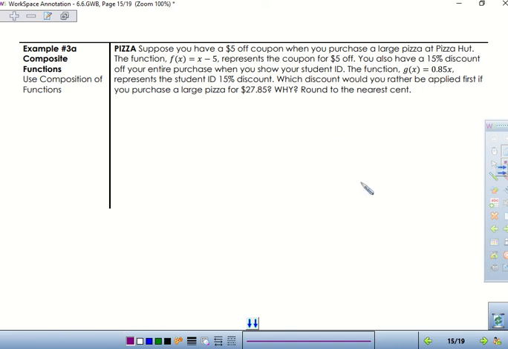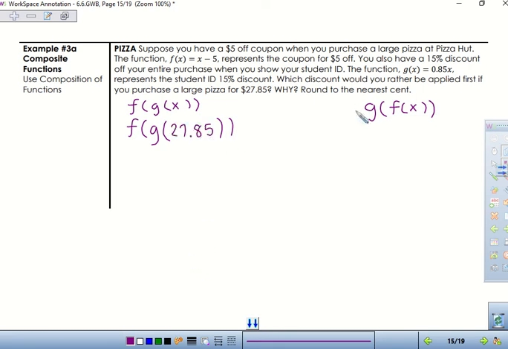Okay, so we want to know which discount would be more beneficial to apply first. So in order to figure that out, we're going to compose these functions, right? We're going to do one and then the other, one and then the other. So we're going to have to find f of g of x, and we're also going to have to find g of f of x. Now in each case, what is x going to be replaced with? What is x going to be plugged into? The price of the pizza before any of the discounts, which is $27.85.